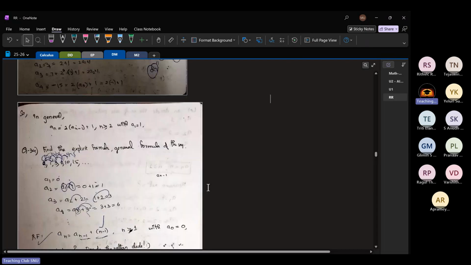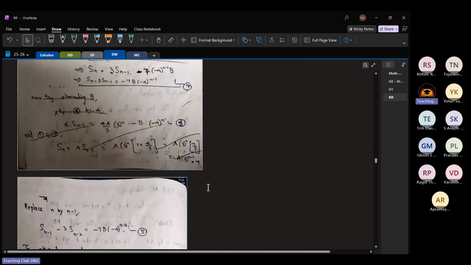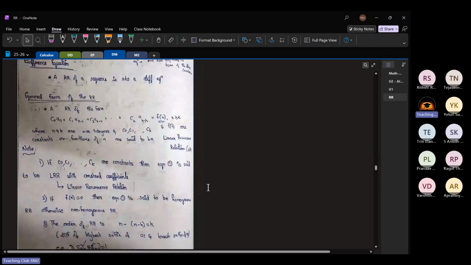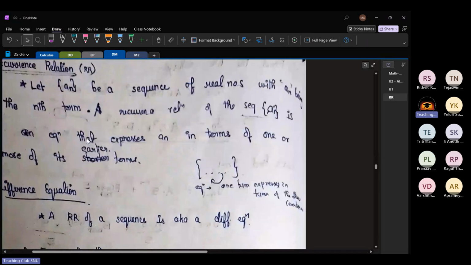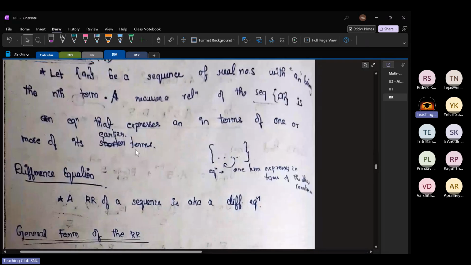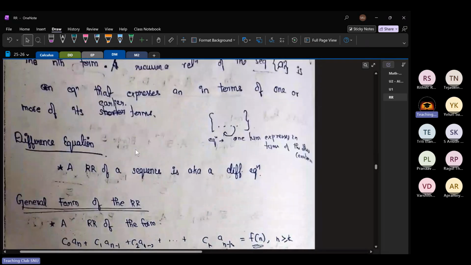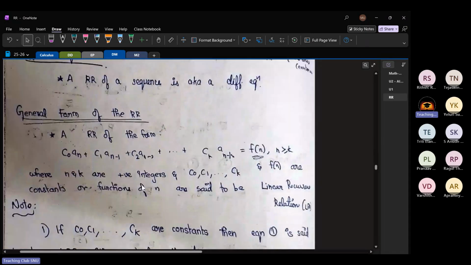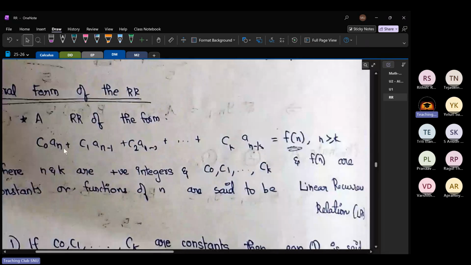Let the set an be a sequence of real numbers, with an being the nth term. A recurrence relation of the sequence is an equation that expresses an in terms of one or more of its earlier terms. An is expressed in terms of an minus 1, an minus 2 and so on. It is also called a difference equation. The general form of the recurrence equation is this. Just note this down, the general form: C0 an plus C1 an minus 1 plus C2 an minus 2 plus and so on till Ck an minus k, that is equal to f of n. Please note this down. We'll be using this in further concepts.